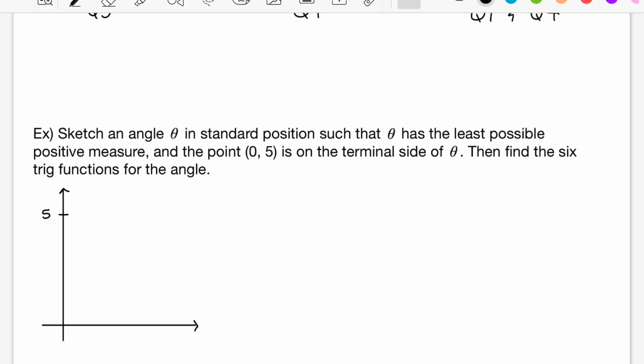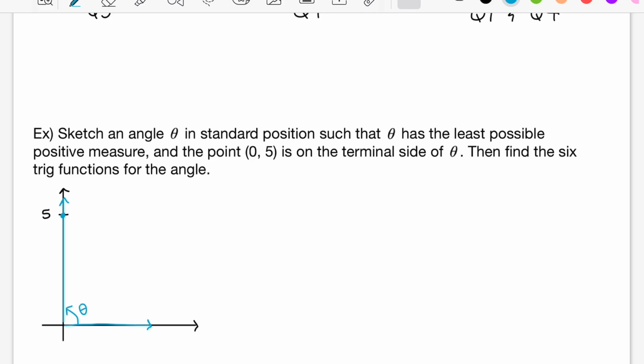So the first thing I'll do is plot this point here, (0, 5). That'll occur right on this point here. So this tells us that our terminal side is going to be right here. So if we have an angle theta in standard position then, this is our initial side along the positive x-axis. So our angle theta is going to look like this here.